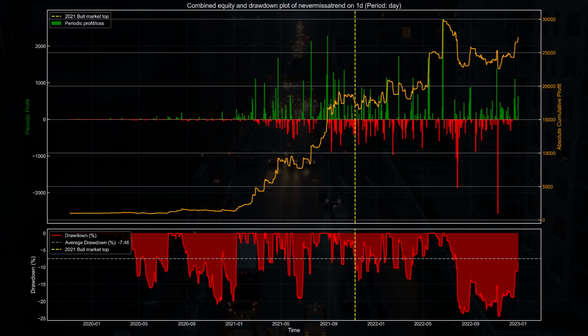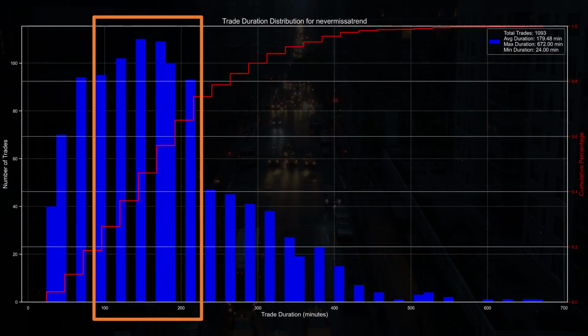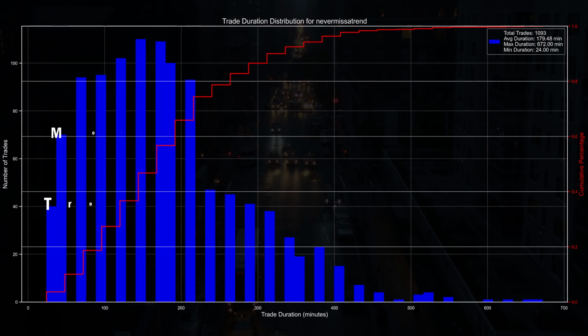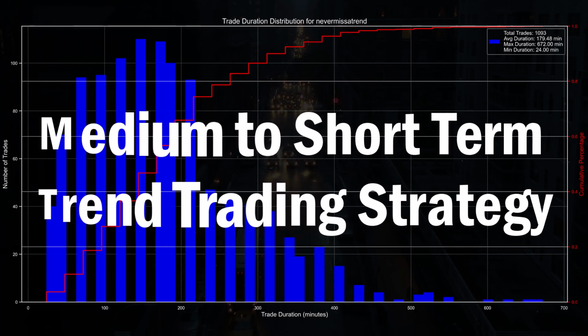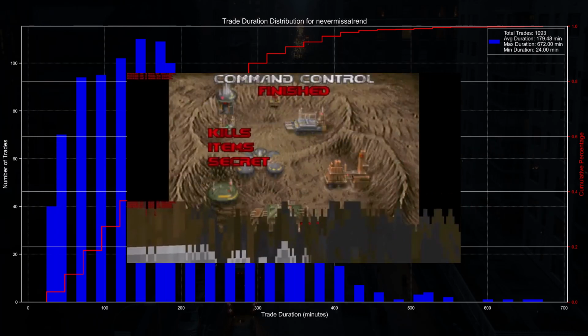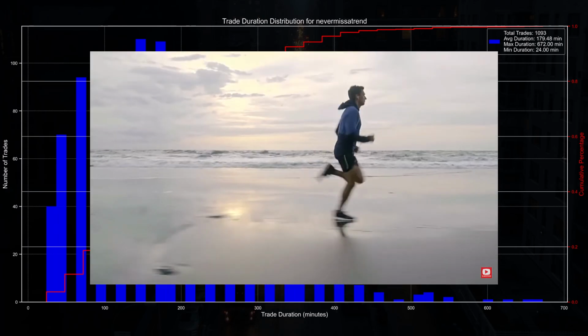And what you can say about this is that this strategy is powerful in strong trends, but you must manage risks during choppy markets. Most trades close between 100 and 250 minutes, and this indicates that this is a short-term trend strategy. So this strategy aims for quick exits, perfect for traders who want to have fast-moving trends.